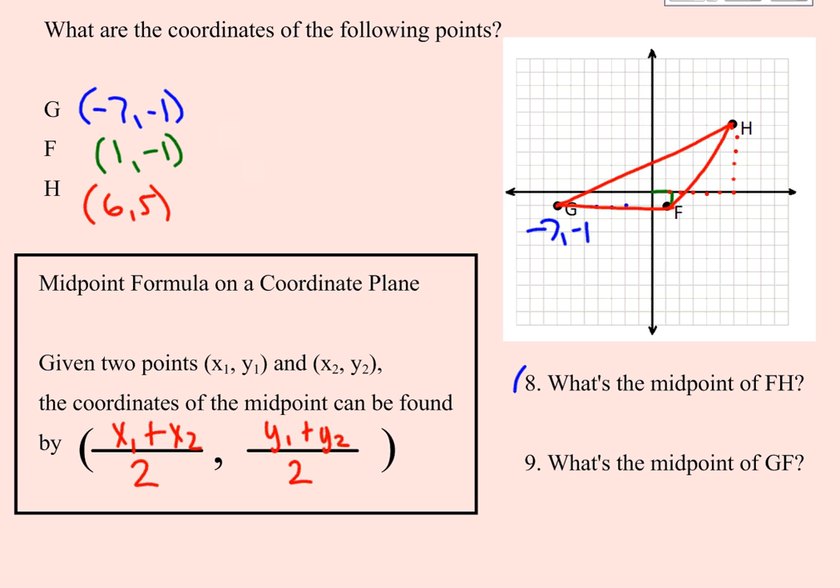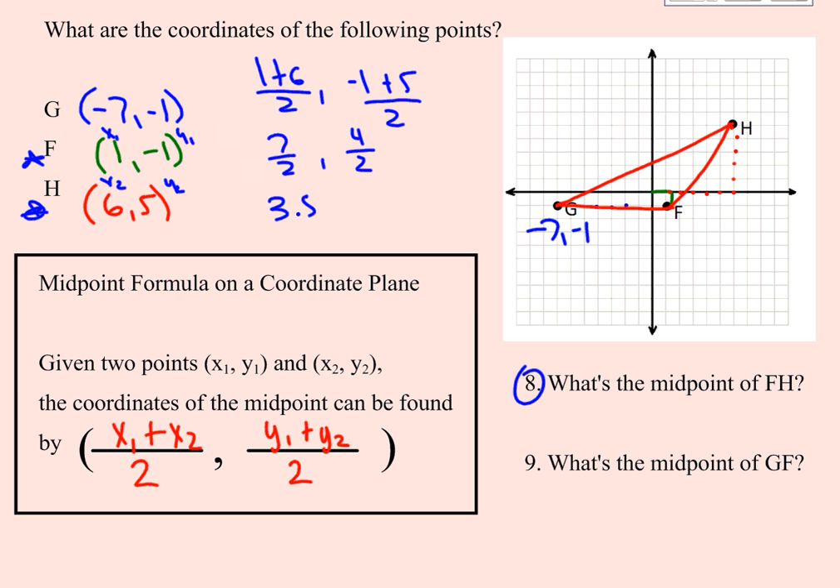So take a look. What's the midpoint of FH? Here's F, here's H. Here's x1, here's x2, here's y1, here's y2. So x1 plus x2 divided by 2, y1 plus y2 divided by 2. Remember, I keep that negative with it. So this becomes 7 over 2, and this becomes 4 over 2. So this becomes 3.5 and 2.